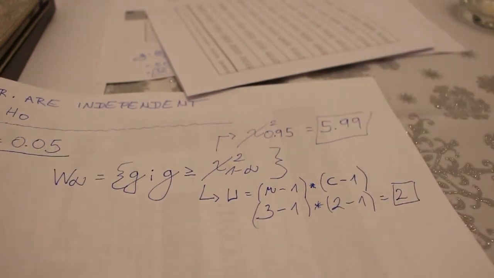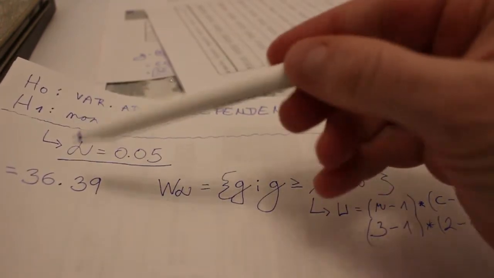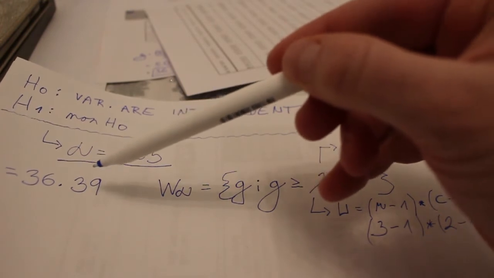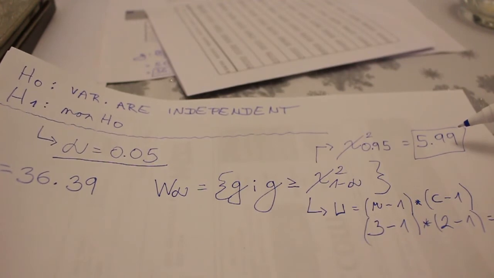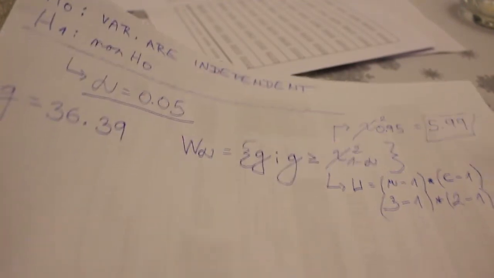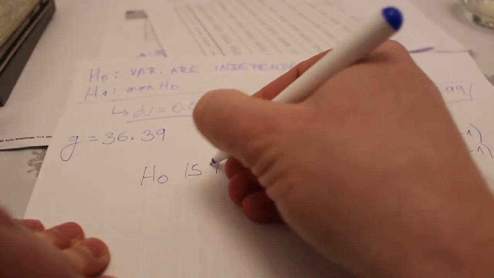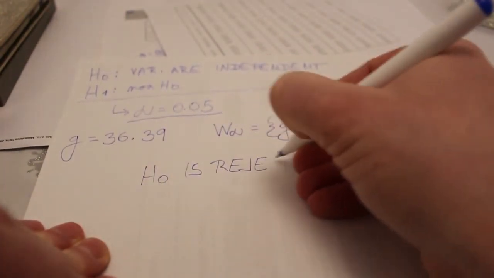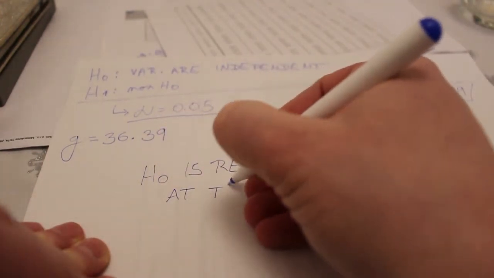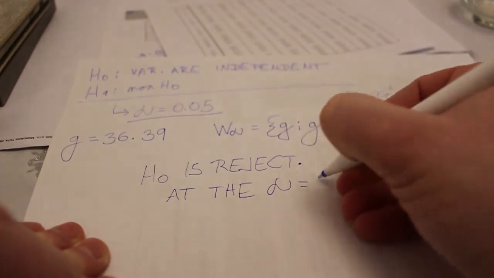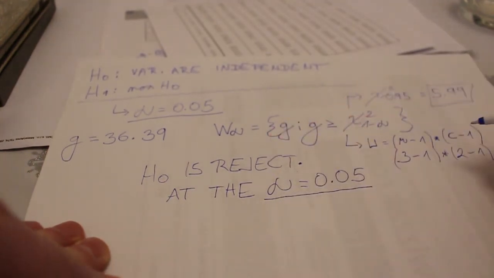5.99. Okay, and now the decision is very easy. If the value of statistic G is higher than the critical quantile from the chi-square distribution, we must reject the zero hypothesis. So H0 is rejected at alpha equal to 0.05, at the 5% significance level.